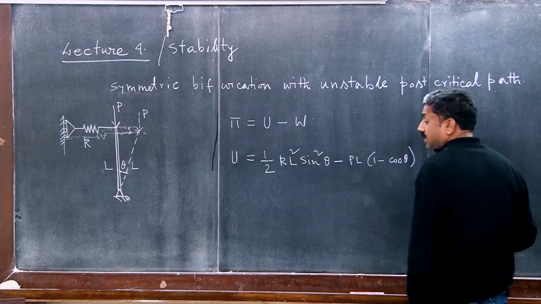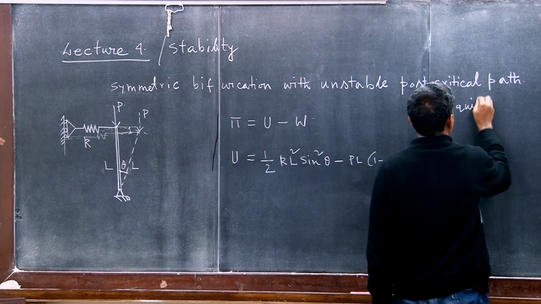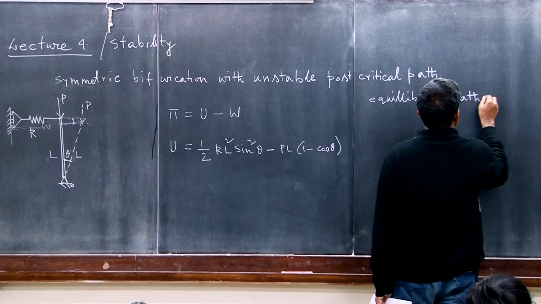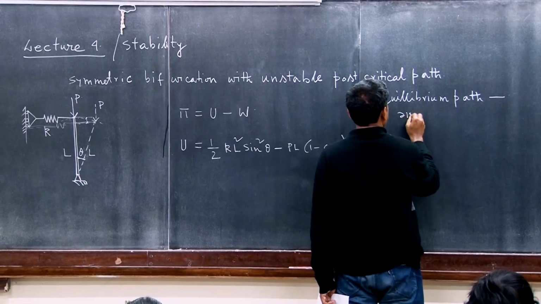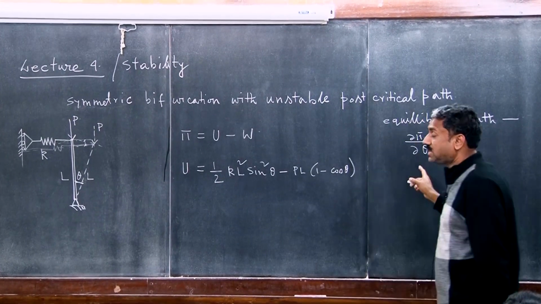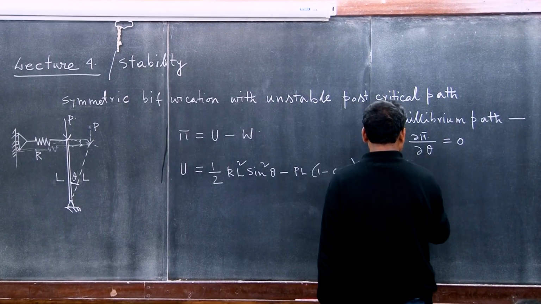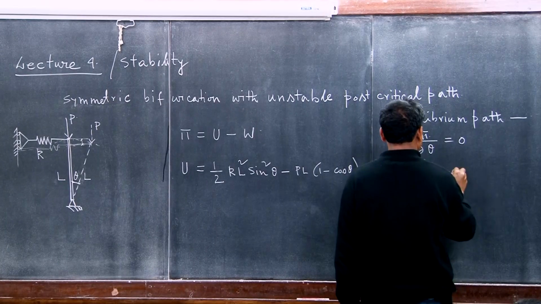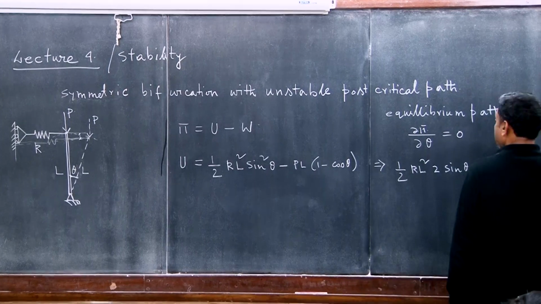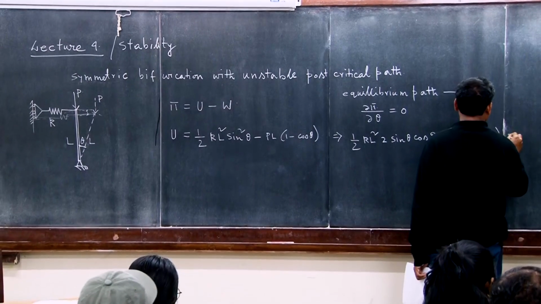So, let us first find out the equilibrium path. For equilibrium, the system needs to be in equilibrium, so we must have the potential energy function at a minimum, right? Minimization of the potential energy function, del pi del theta. What we obtain is half K L square 2 sin theta cos theta minus P L sin theta is equal to 0, right.